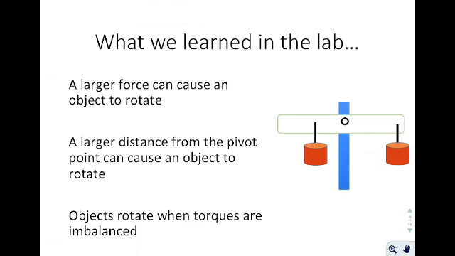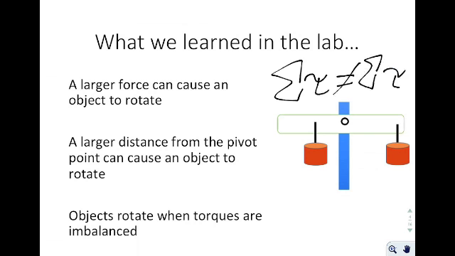Now, what we learned in the lab. We learned that a larger force can actually cause an object to rotate. We also learned that a larger distance from a pivot point can also cause an object to rotate. And we also saw that objects rotate when torques are not in balance. So whenever you have the sum of the torques not equal the sum of the torques, that is where this thing will actually turn and rotate.